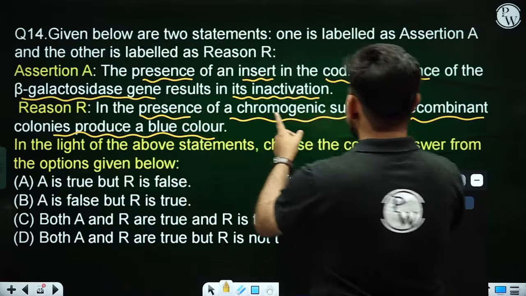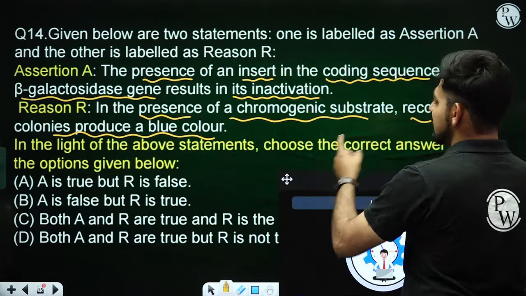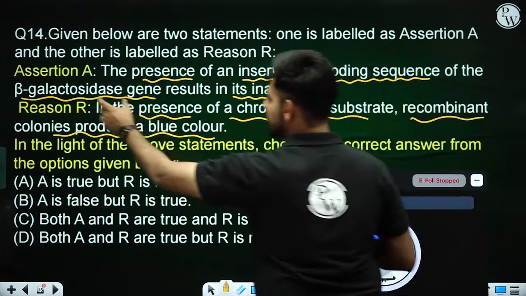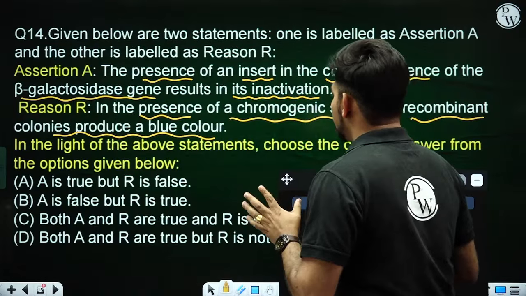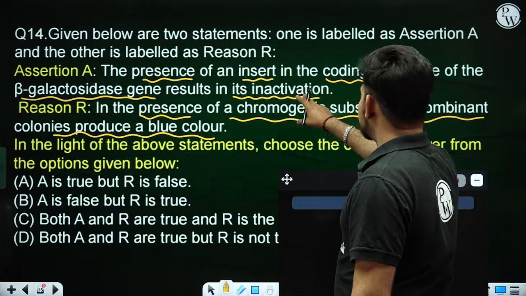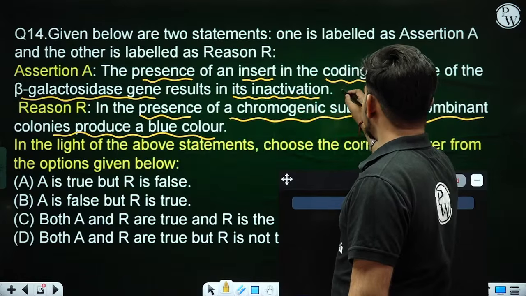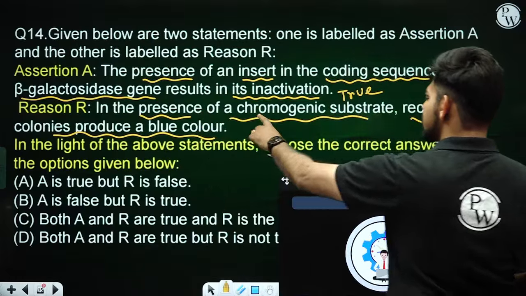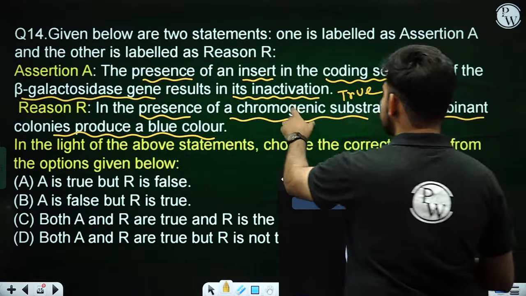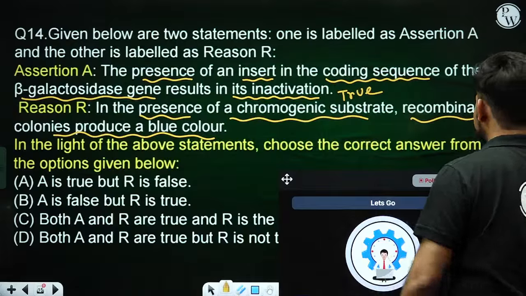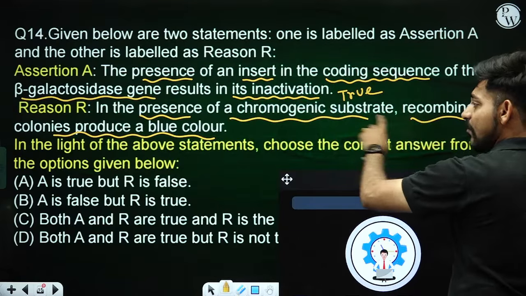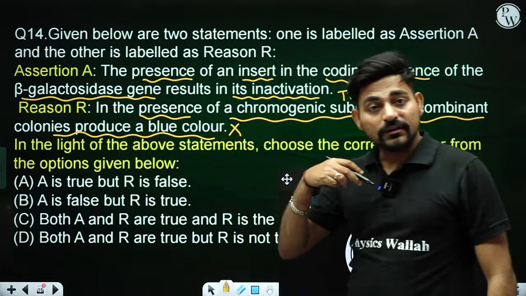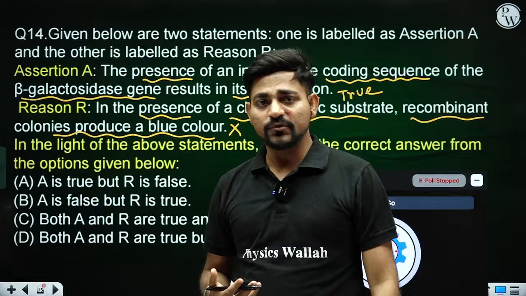The presence of an insert in the coding sequence, that means the lacZ, which is responsible for the production of the beta galactosidase enzyme, will result in its inactivation. We call it insertional inactivation. So that's a true fact. But the reason is saying that in the presence of the chromogenic substrate, that is called X-gal, recombinant colonies cannot produce blue color. Rather, normal colonies can produce blue color.